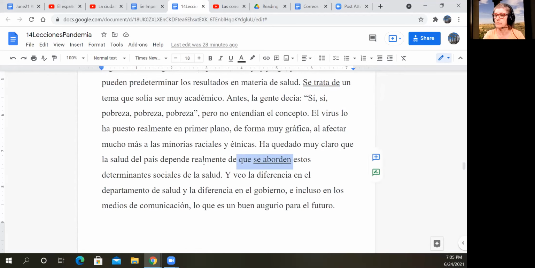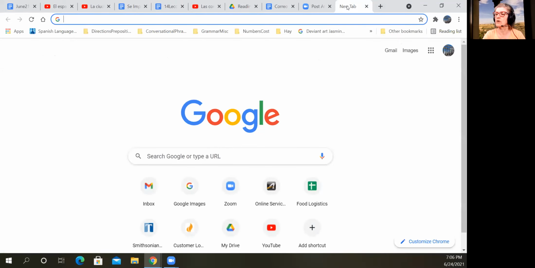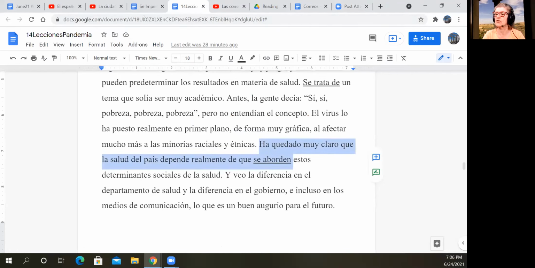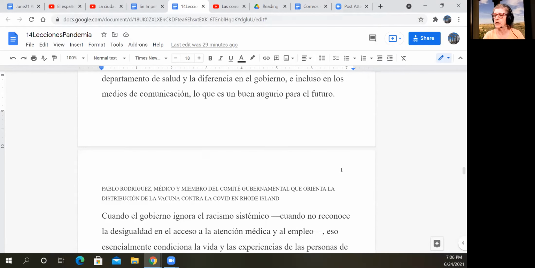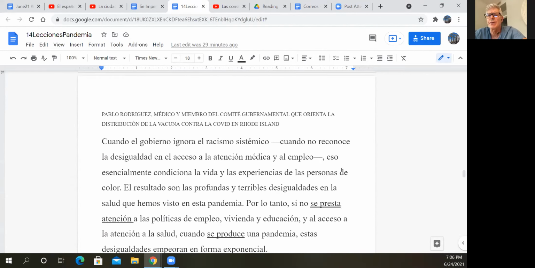Se aborden. Se aborden. And I need to look up my abordar. They put that into a reflexive. Abordar. Approach. Yeah. Discuss. Yeah, this is real academic kind of stuff, right? These social determinants, these social factors are approached in a certain way. I had addressed, same idea, sí. Address, sí.